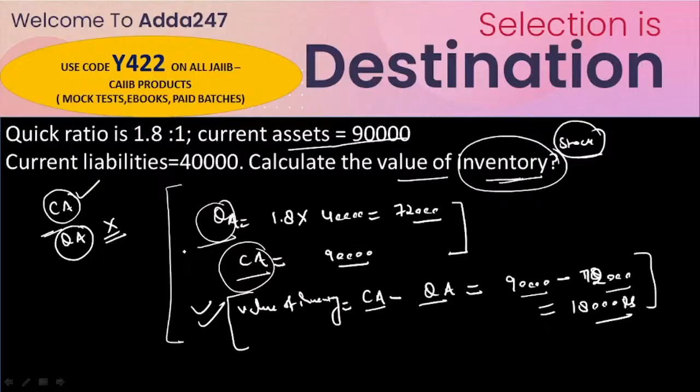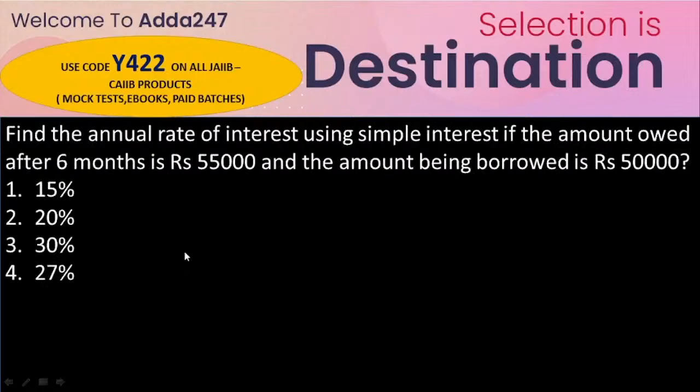Okay, so now understand another question that is related to the calculation of the interest. And here is the question: find the annual rate of interest using simple interest, if the amount owed after 6 months is 55,000 rupees, and the amount borrowed is 50,000 rupees. Okay, so now we have to calculate the value of the annual rate of interest.